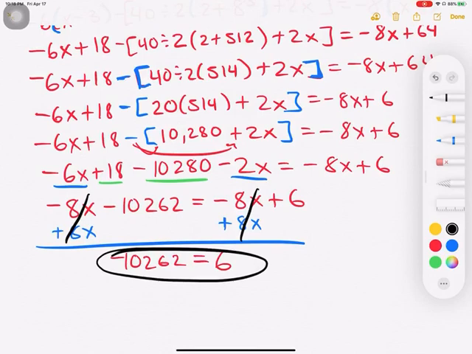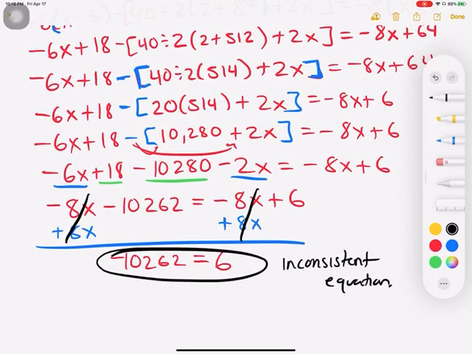So this is one of those situations where this is inconsistent. Okay, inconsistent equation, which means that this doesn't have a solution, right? The solution would be x equals something, but in this case, I cannot reach a solution.